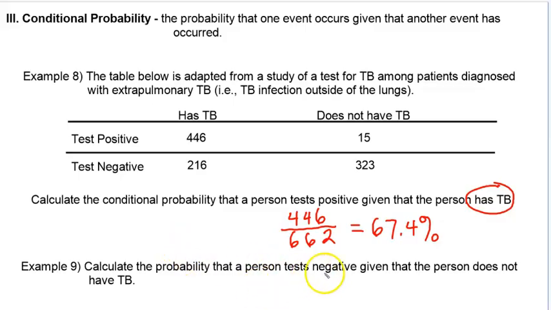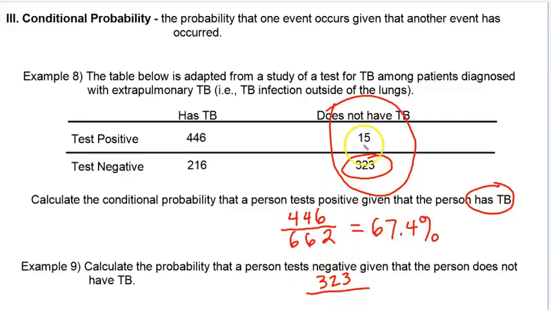All right, let me erase this, and then we'll do another example. The probability that a person tests negative, all right, so now we're down on this bottom row, given that the person does not have TB. Okay, so now we're going to let 323 be our numerator, test negative, given that the person does not have TB. And so the denominator is going to be all the people that do not have TB, which would be 338. So in percent form, that would be 95.6%.